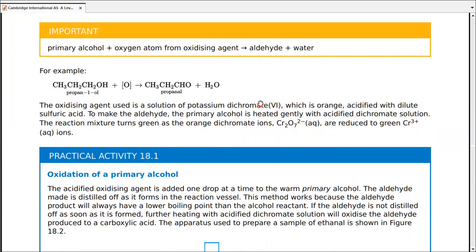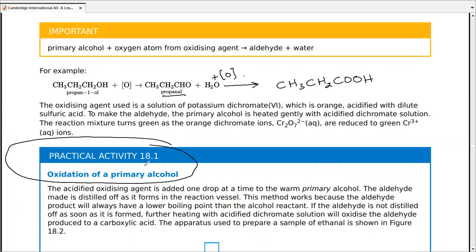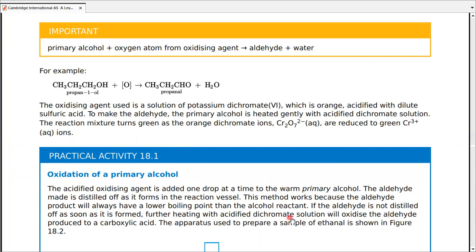But how do we convert this alcohol to aldehyde and stop it from being converted to its carboxylic acid? Because if I let this reaction proceed even a little bit with the oxidizing agent, it would be converted into a carboxylic acid. Propanoic acid, the name would be. So how to stop the reaction at aldehyde and not let it convert into propanoic acid is something we're about to cover in this practical activity. So, let's clear out how we're going to do that.